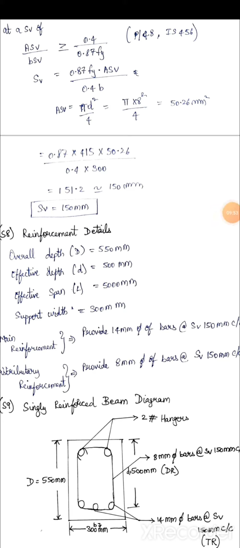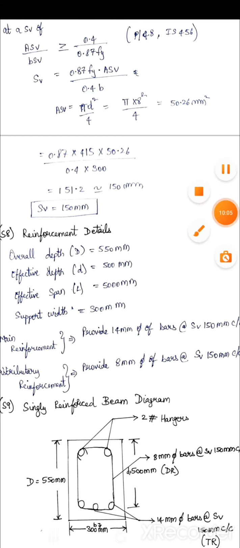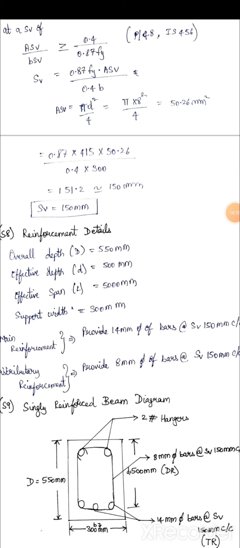This is the singly reinforced beam diagram. Overall depth is 550 mm and depth provided is 500 mm, and tension reinforcement, bottom 3 bars are tension reinforcement, 14 mm dia bars at spacing 150 mm center to center, breadth is 300 mm, and top 2 bars are called hanger bars. So this is the diagram for singly reinforced beam.